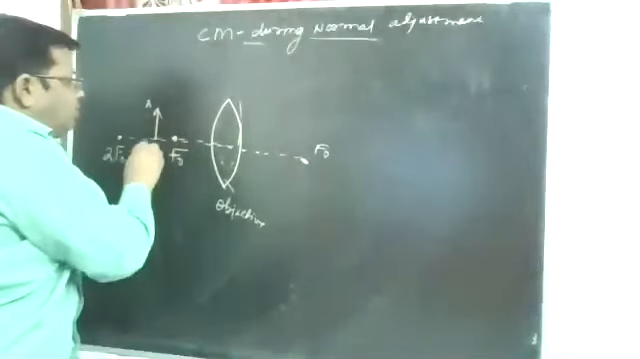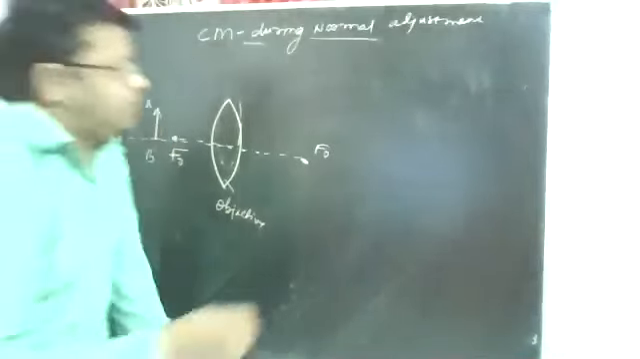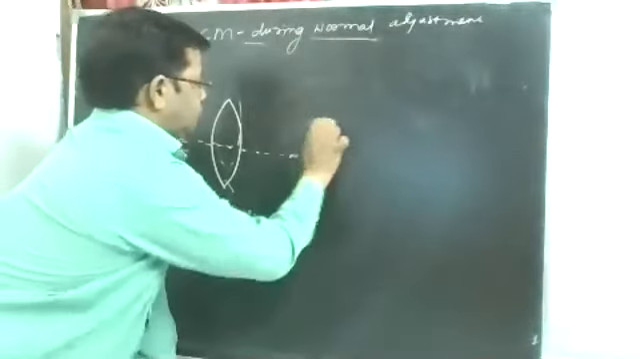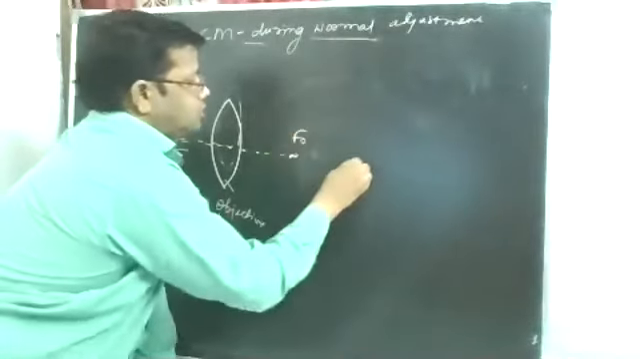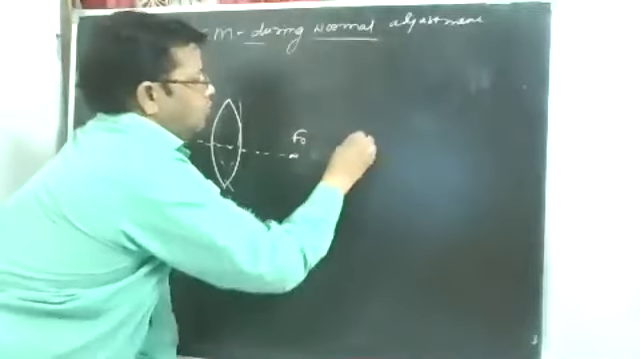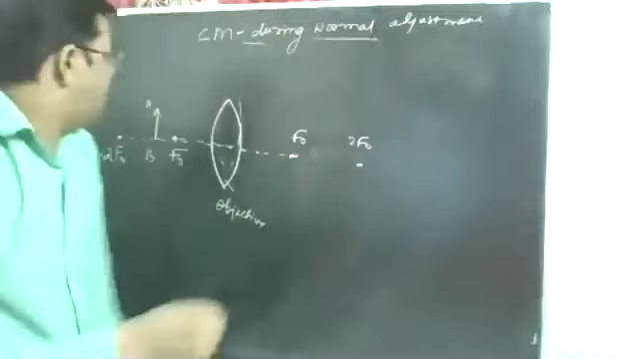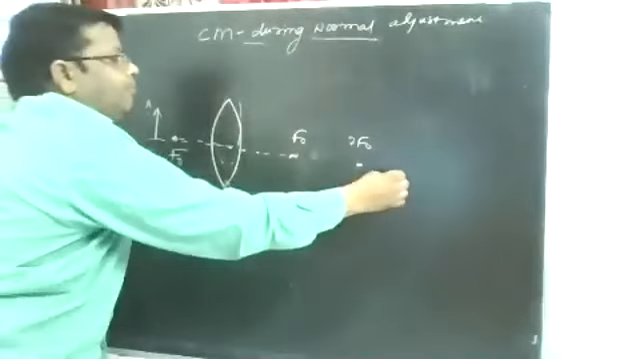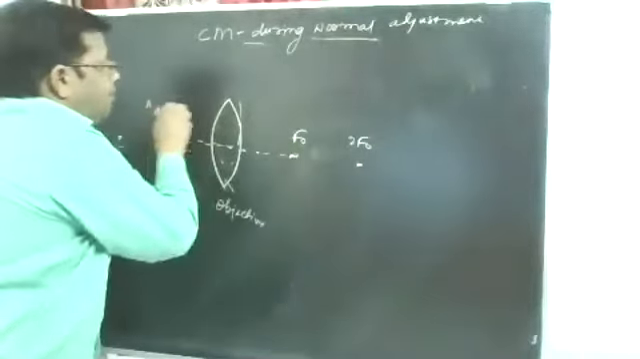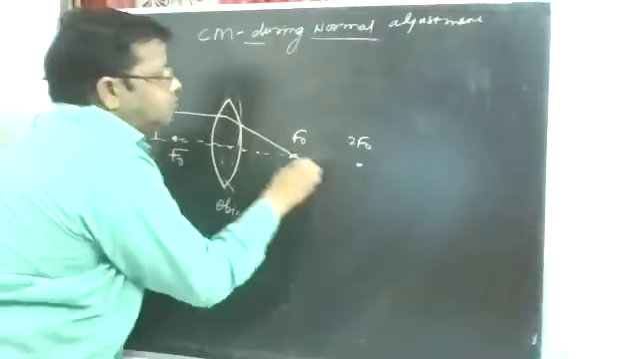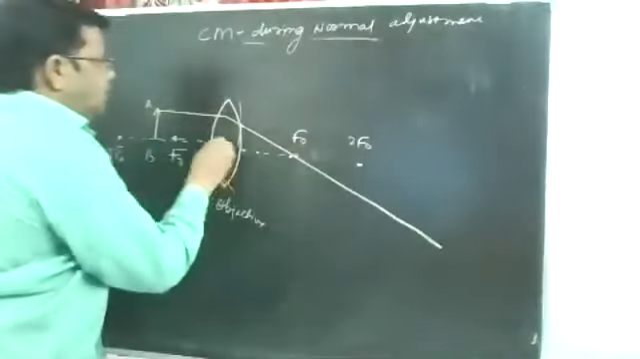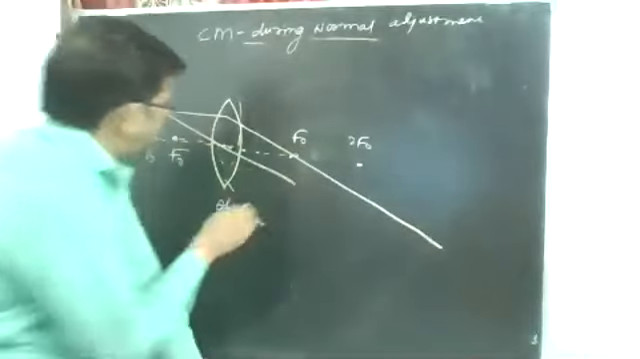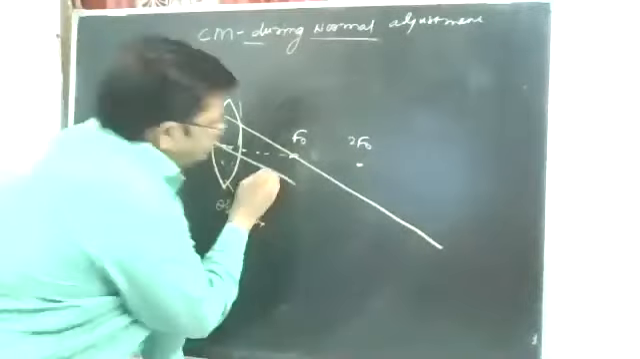See here, AB is the object. This is Fo, the focal length, and this is 2F. All of you see, when we keep the object between F and 2F, the image forms beyond 2F. The ray parallel passes through the focus, the ray through the center goes straight.